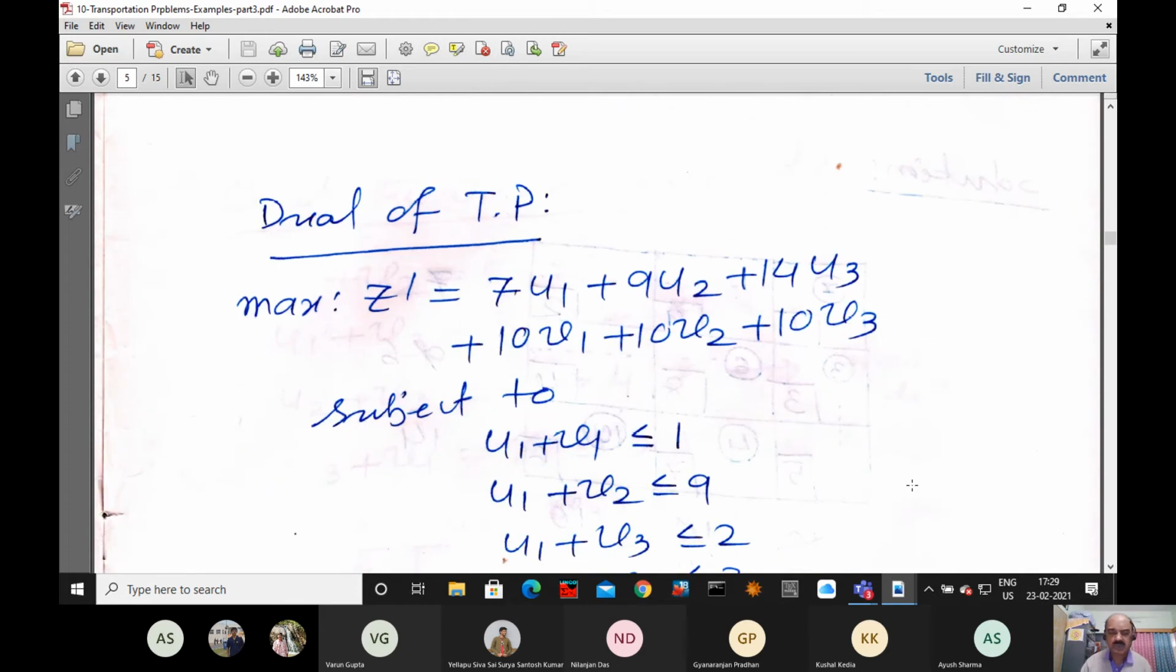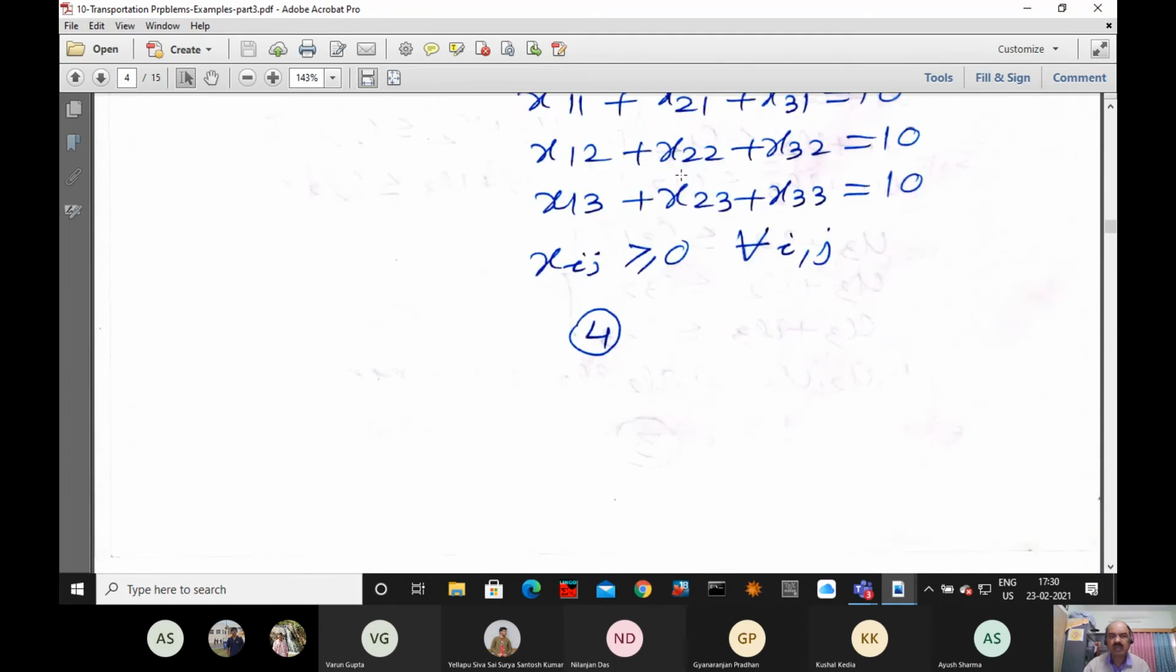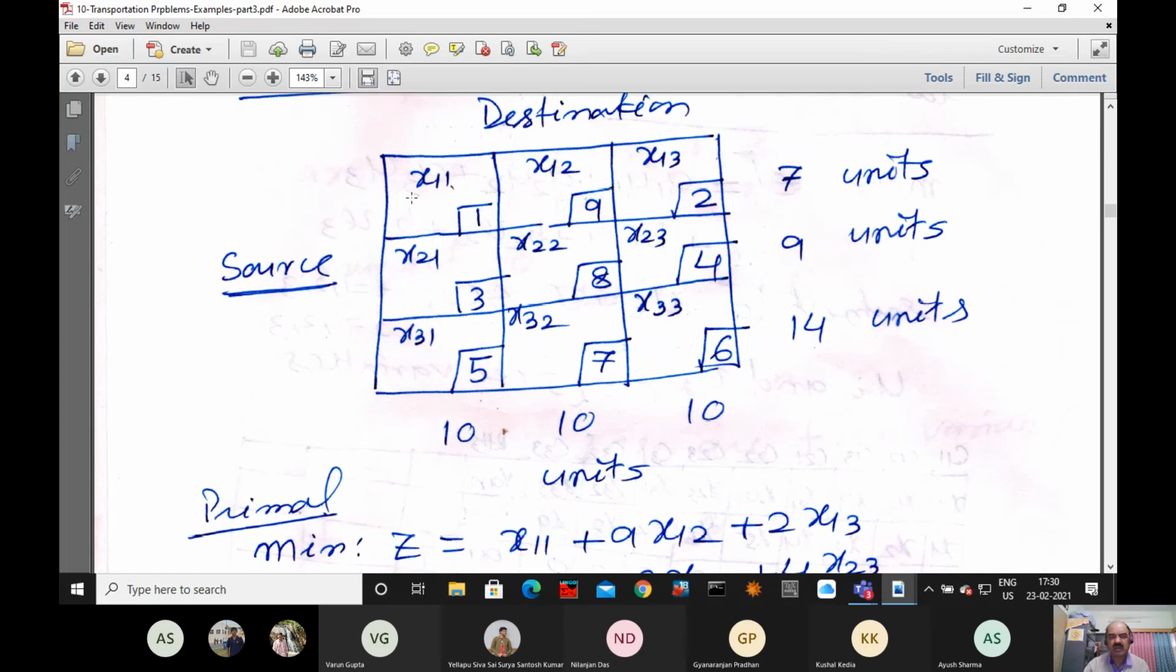So with respect to this problem, let us find the dual. Take the problem, so we'll find the dual. When you find the dual, you use the matrix form. So what is the dual? The source constraints' dual variables are U1, U2, U3. For the demand constraints, dual variables are V1, V2, V3.